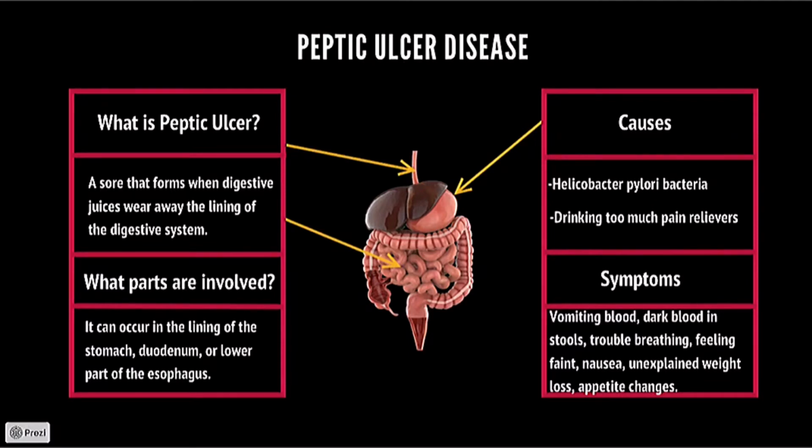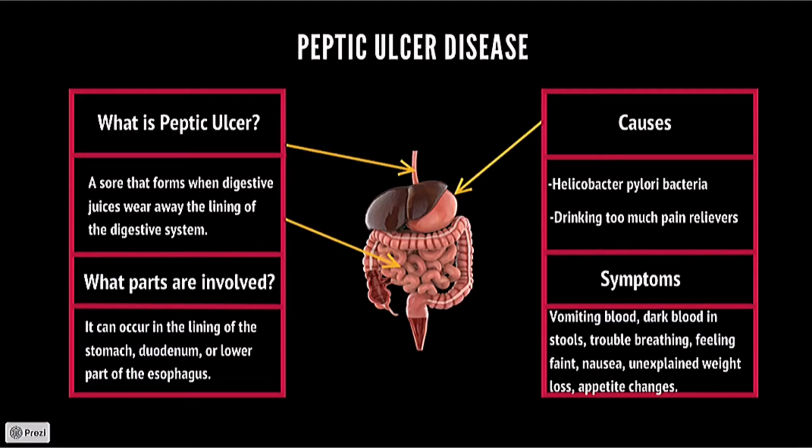There are also additional symptoms such as vomiting or vomiting blood, which may appear red or black, dark blood in stools, or stools that are black or tarry, trouble breathing, feeling faint or lightheaded, nausea or vomiting, unexplained weight loss, and appetite changes.